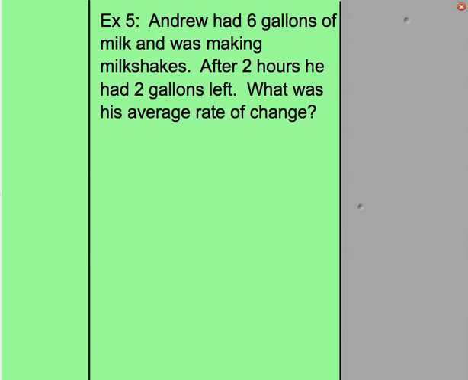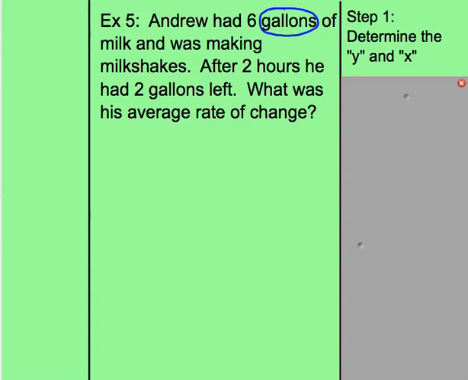One more example. This one, Andrew's got 6 gallons of milk. He's making milkshakes. After 2 hours, he has 2 gallons left. What was his average rate of change? So again, we have to figure out which variable is y and which variable is x. Think about what are the two values that are changing. Well, he had 6 gallons, and now he's down to 2 gallons. So that was changing. And the other thing that's changing is the time.